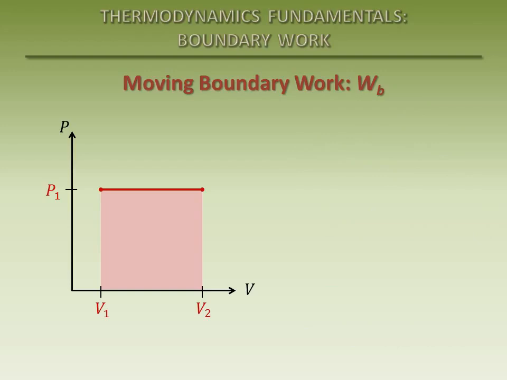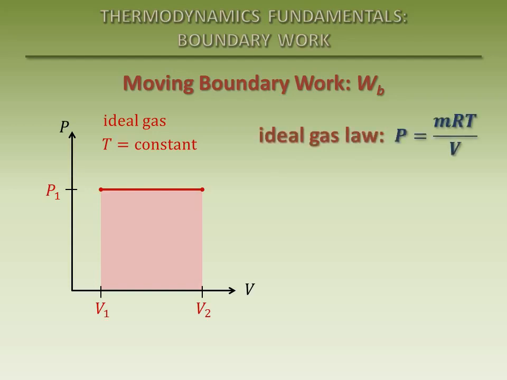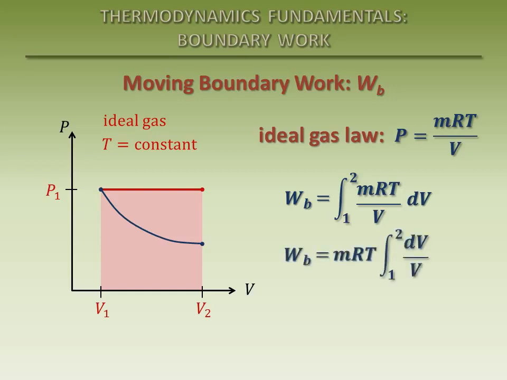Now, let's look at a different case where the gas behaves as an ideal gas and the temperature of the gas remains constant during the expansion process. The ideal gas law provides the functional relationship between pressure and volume. This relationship can be shown as a process path on the PV diagram. The mass of the system, the gas constant, and the temperature all remain constant during the expansion process, so they can come out of the integral. Evaluating the integral provides us with an equation for the total boundary work performed during the process. Again, the boundary work is equal to the area under the process path curve on the PV diagram.